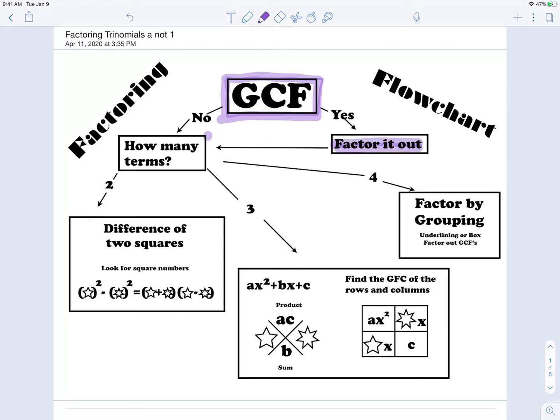Either way, you move on to the next step of how many terms are there. We've already done two terms, our difference of two squares. And we have done three terms when a is 1, but today, a is not 1. So we're going to have to do not just a diamond, but also a box. So we're going to be dealing with a diamond and a box today.